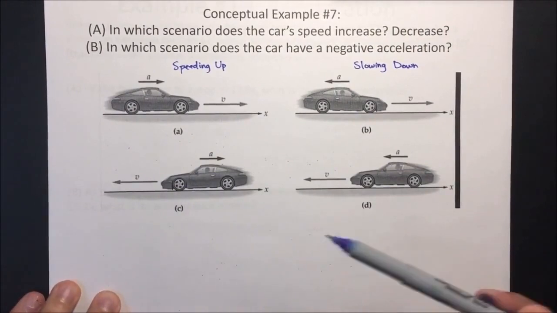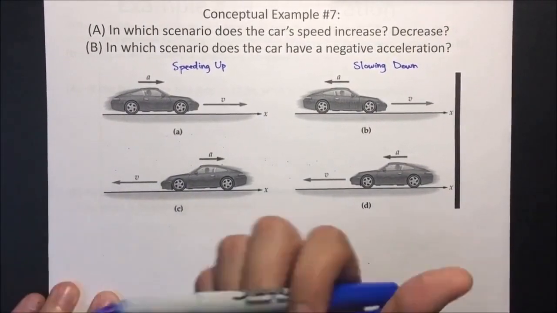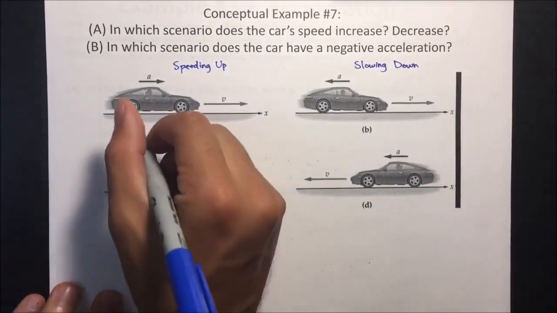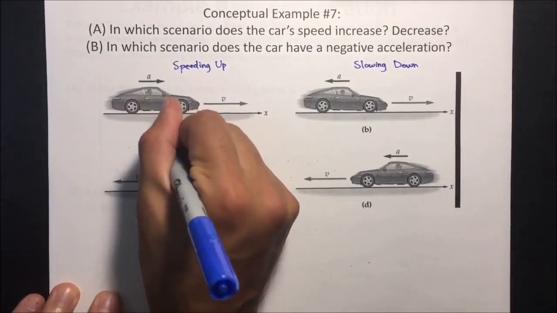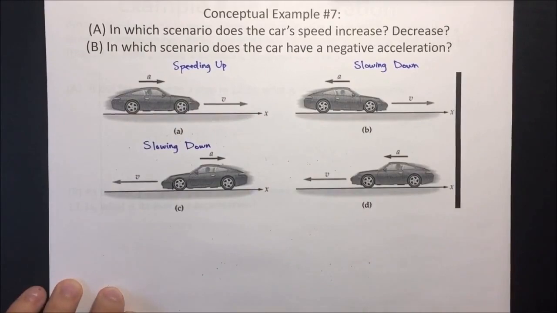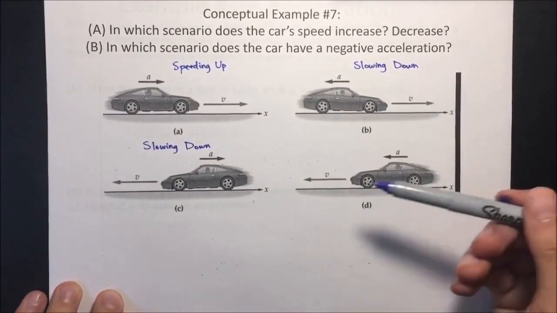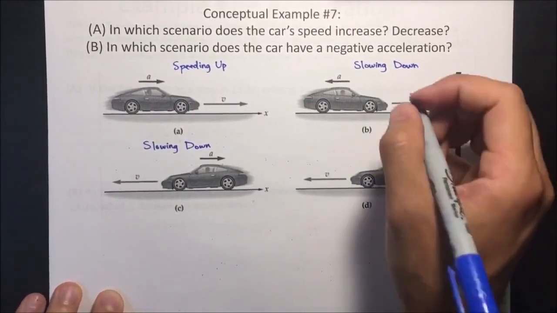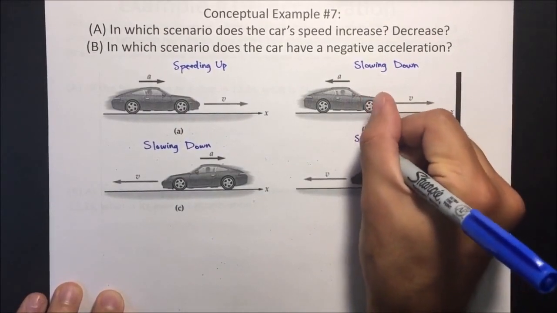Over here, again, we see that it's moving to the left, but the acceleration is to the right. Again, what that means is it's slowing down. Over here, it's moving to the left, but acceleration is also to the left, same direction, which means it is speeding up.